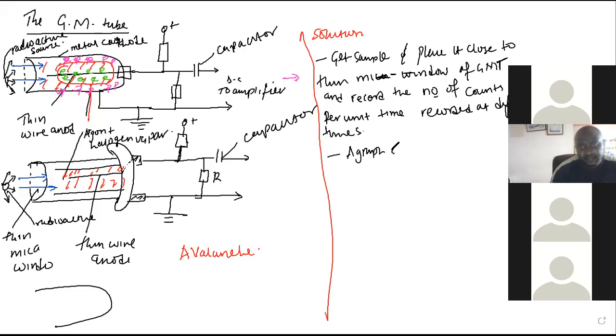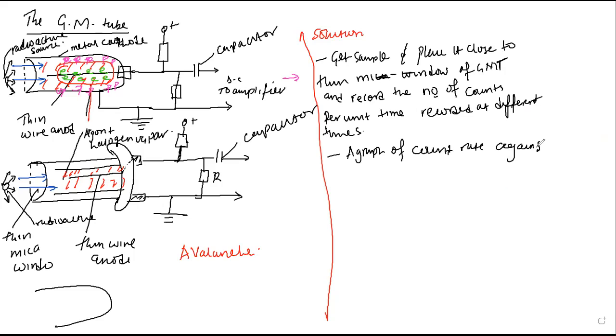A graph of count rate against time. Teacher, like we are done listing the uses? No, I just said one of the uses is this. And this use, they can always ask you to explain how it is used to determine the half-life of a radioactive sample. So a graph of count rate against time is plotted.